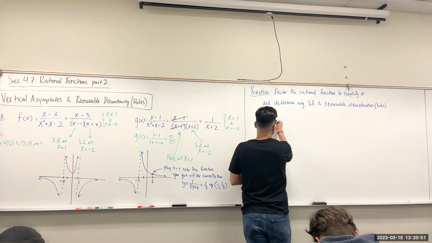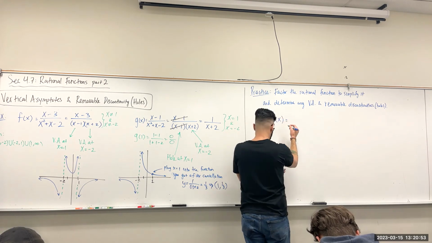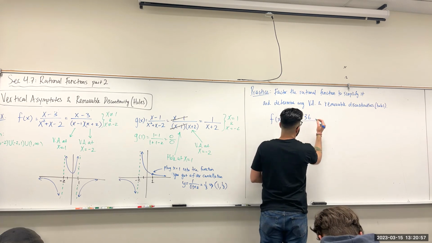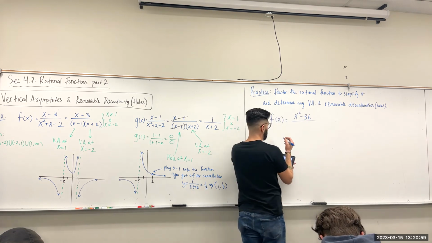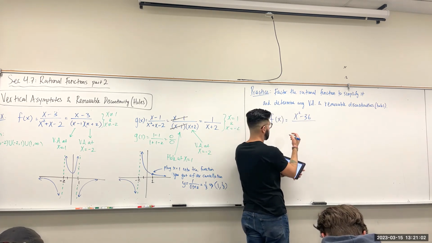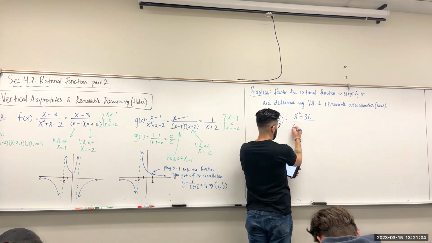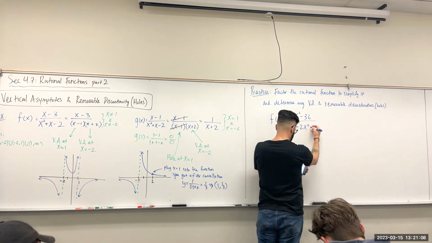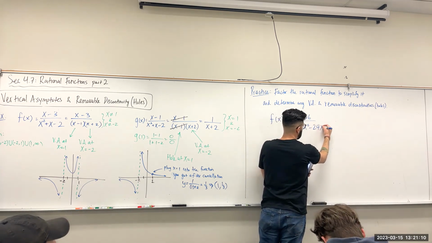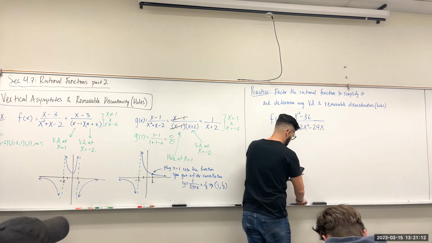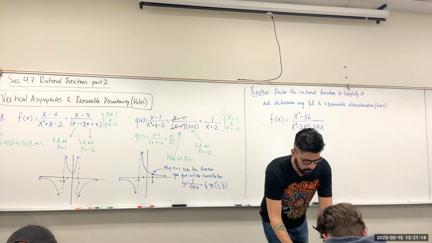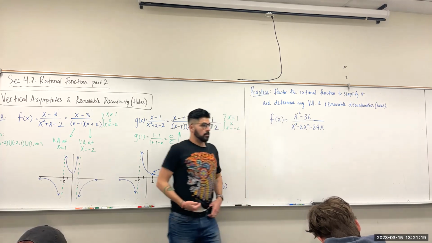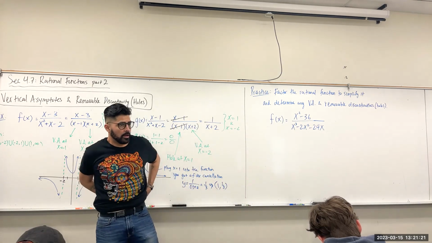And here's a function that I want you to do this for. x squared minus 36 over x cubed minus 2x squared minus 24x. Lots of factoring, so practice your factoring. Try to factor it as much as you can. Both the top and the bottom will factor.